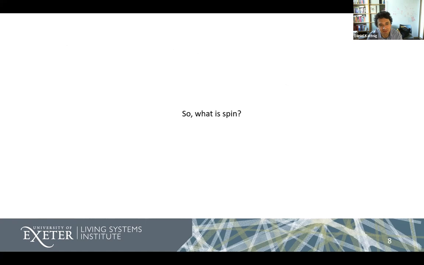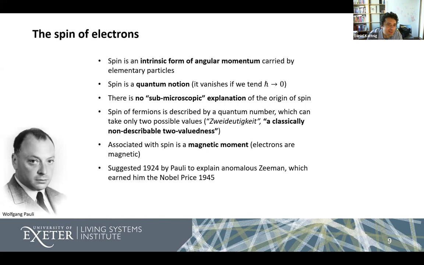So that leads me to the second question, namely, what is spin, which has already been addressed by Clarice in quite some detail. I would like to just quickly go over this in order not to lose my concept. Good, in any case. So spin is an intrinsic form of angular momentum, which is carried by elementary particles. And it's certainly on its own a quantum notion, which means that it vanishes if we take h-bar to zero. It also does not have a submicroscopic explanation, as Clarice has already pointed out.